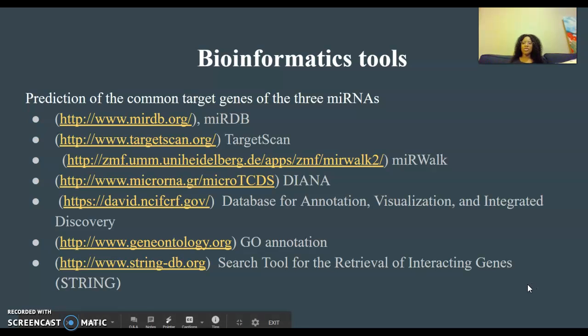Bioinformatics tools. Those are all the software they used to create the 3 microRNA signature. And we added the links so we can visit them, because we are all bioinformatics students. So if you want to know more about the software they used in this research paper, you can click on the link and you will be able to see them.